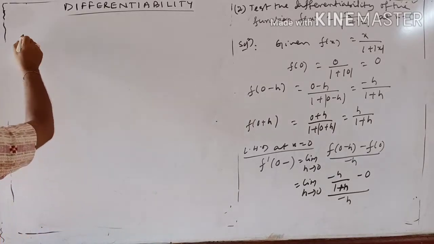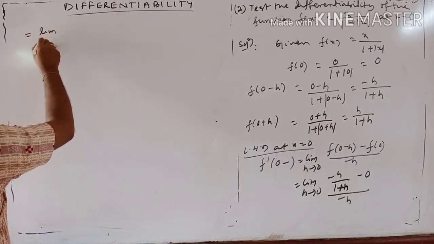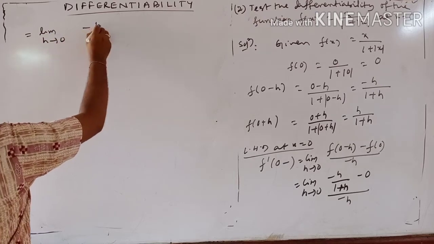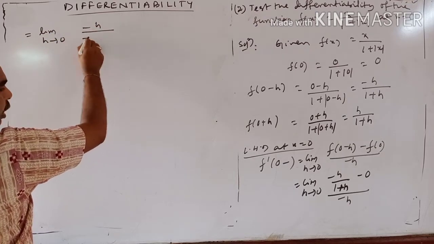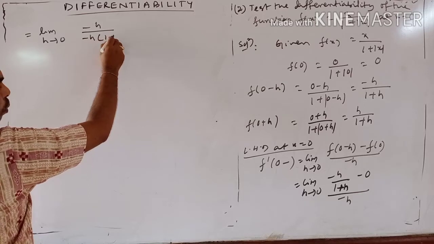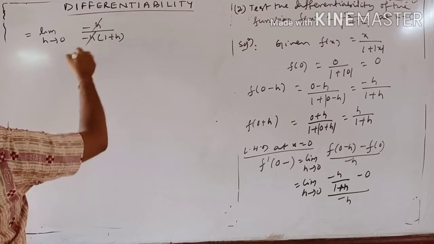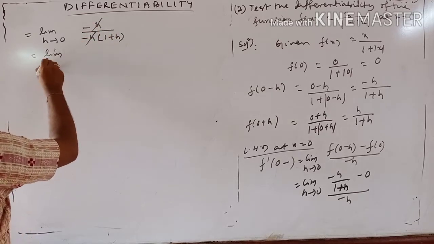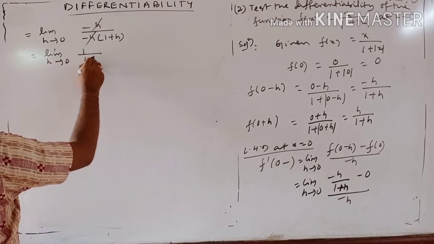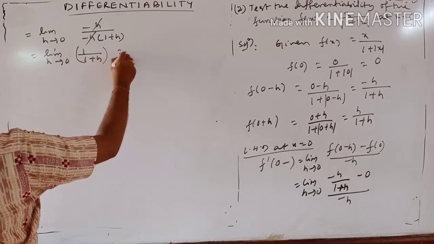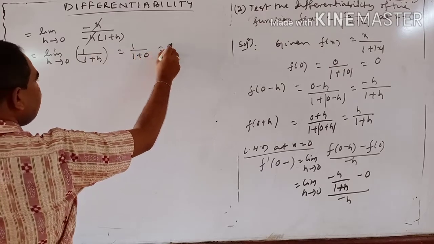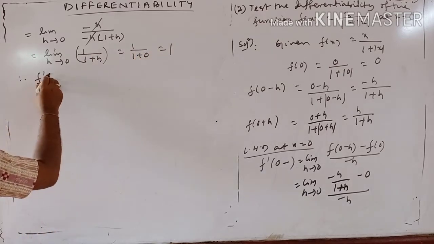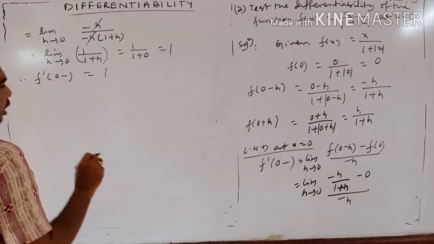So it is equal to limit h tends to 0 of minus h by minus h into 1 plus h. So minus h and minus h cancel. The limit h tends to 0 of 1 by 1 plus h. Put the limit, it is 1 by 1 plus 0. It is 1. Therefore, f dash 0 minus is 1.